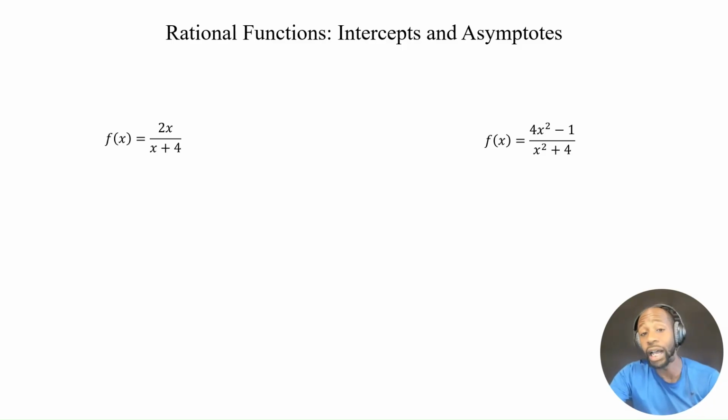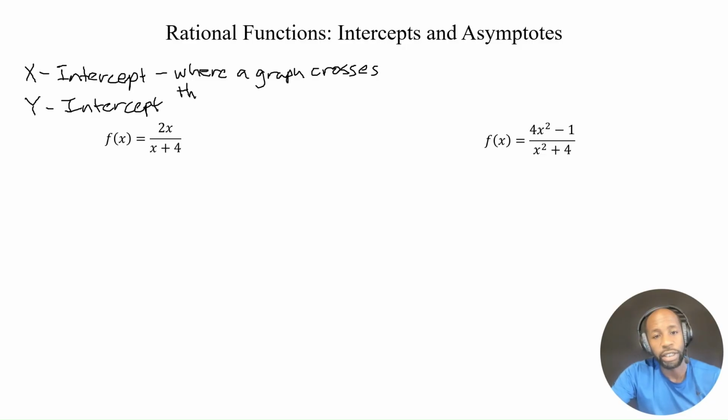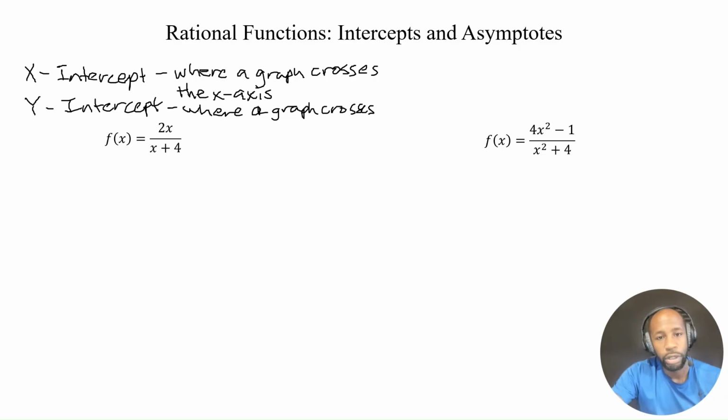So before we talk about how to find intercepts and asymptotes, it's important to understand what they actually are. There are two kinds of intercept, an x-intercept and a y-intercept. An x-intercept is where a graph crosses or intercepts the x-axis. Y-intercepts are where a graph crosses the y-axis.